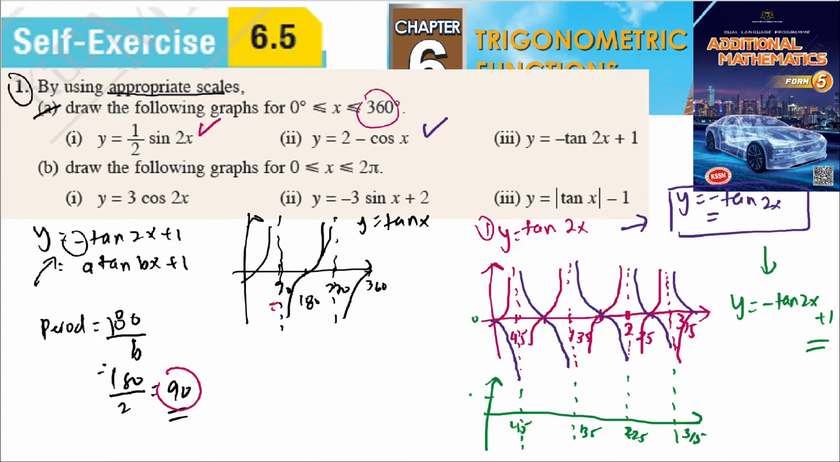So now this is 1 because the graph is shifted up by 1. The same thing: negative tangent 2x is the purple one, so it's something like this. It's going down, and the midpoint also. So something like this, going down, going down, going down, and this one is up, up to 360.